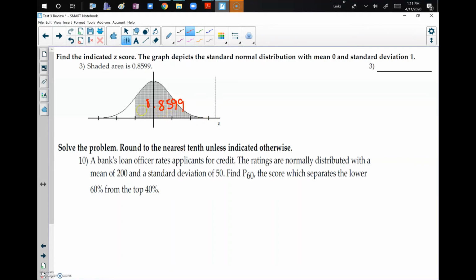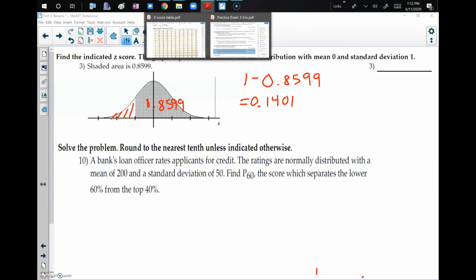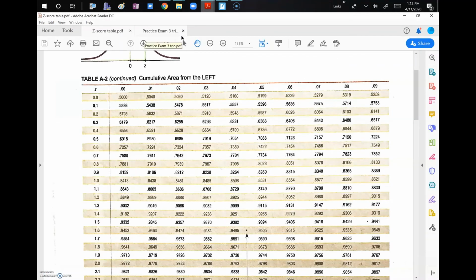So here we do have to adjust our picture because we know that our z-score chart only gives us the area to the left. So this is kind of like that case 2 that we saw where we have to use the complement. So I need to go ahead and subtract off my 0.8599 from a value of 1. So the value that I am actually going to look up on my table is this area to the left. So the area to the left would be 0.1401.